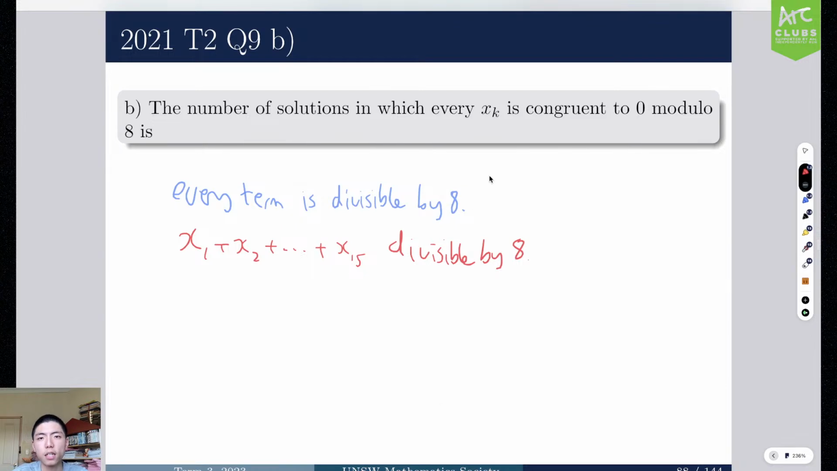Another way of seeing it is because everything is congruent to 0 mod 8, then if you were to add up the sums of everything congruent to 0 mod 8, it would make it so that 0 plus 0, 15 times, would still be 0, right? So no matter how you look at it, the sum of these 15 terms would have to be divisible by 8 as long as each term is divisible by 8.